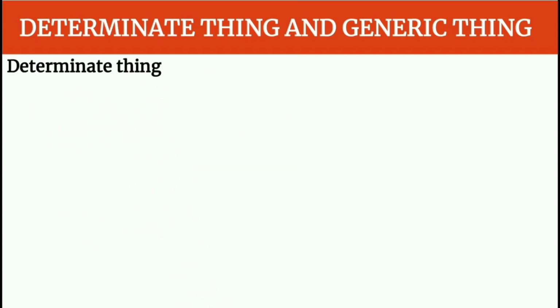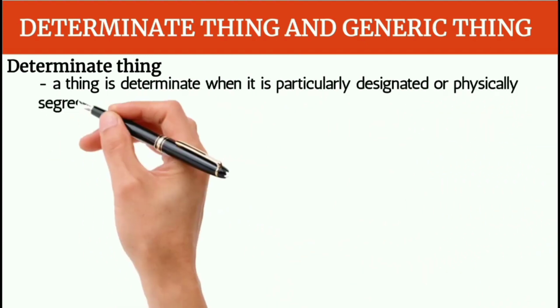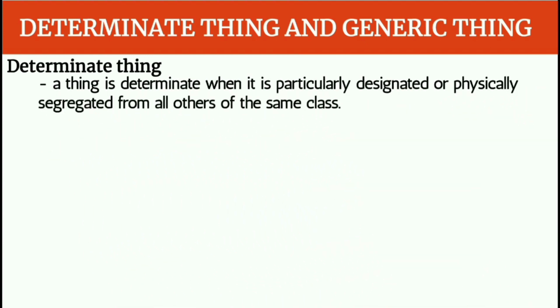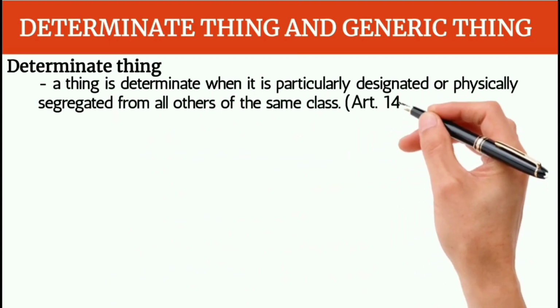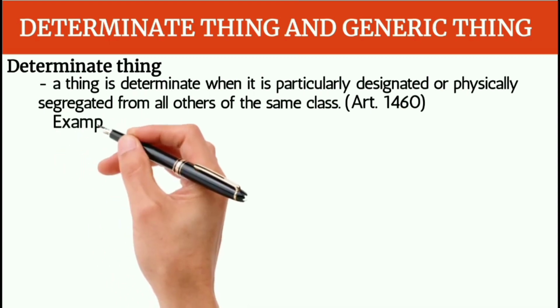Unahin natin yung determinate thing. A thing is determinate when it is particularly designated or physically segregated from all others of the same class. This is Article 1460 of the New Civil Code of the Philippines. In other words, kapag sinabing determinate thing, this is the specific thing. Kasi kapag yung thing ay specific, we can particularly designate or physically segregate it from all others of the same class. In order for you to understand this better, let me give you examples.